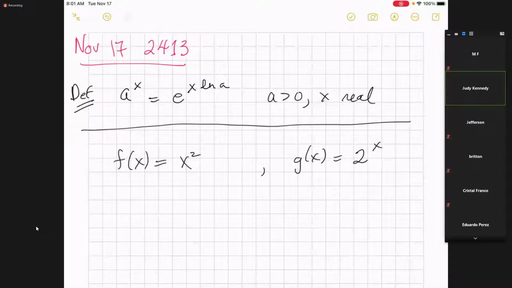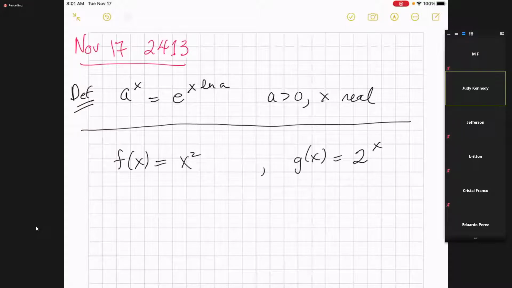We started talking about exponentials to other bases, and there are logs to other bases too. We'll get to that today. But, okay, we're going to make the following definition. If you have a positive number A and a real number X, then we are going to define a to the X to be equal to e to the X ln of A. And we talked about why this made sense yesterday.